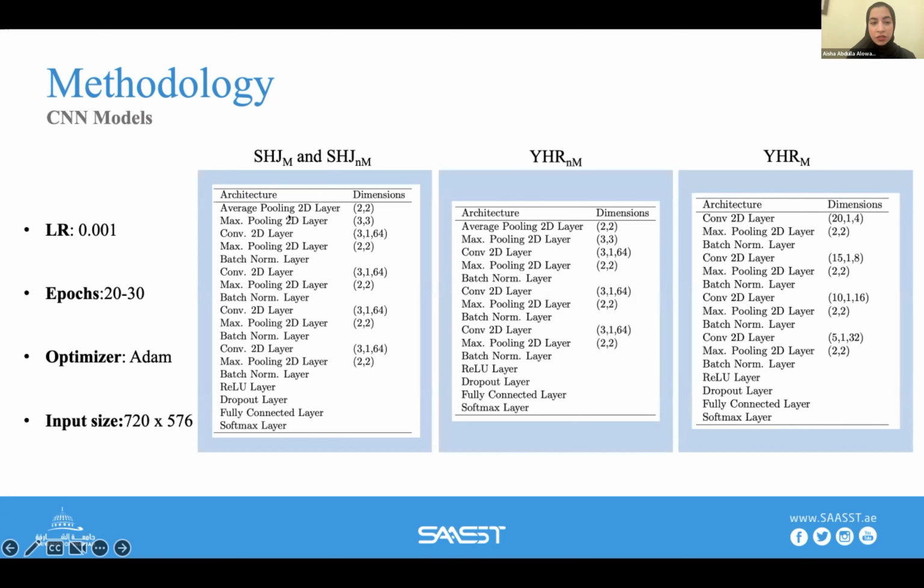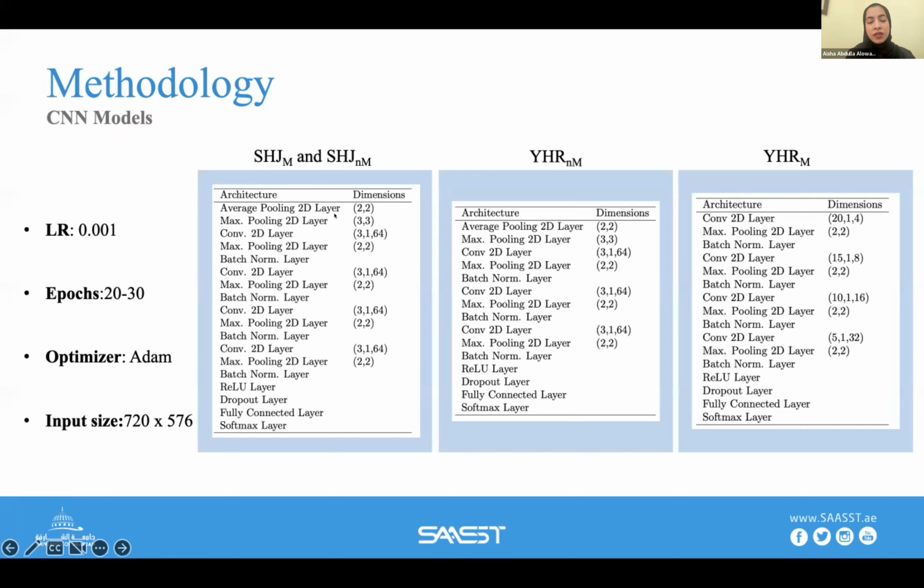Coming to the CNN models, first of all, this is the learning rate that we used. The epochs for the 4 models that we have vary. Some of them were trained on 20 epochs, the others on 30 epochs. This was a result of a lot of trial and error after developing at least 20 models for each station. The optimizer we used was Adam, and the input size was 720 by 576 pixels, and this is where we vary from different proposed CNN projects in the meteor area.